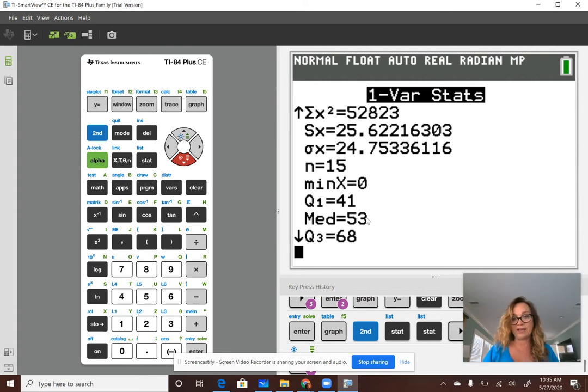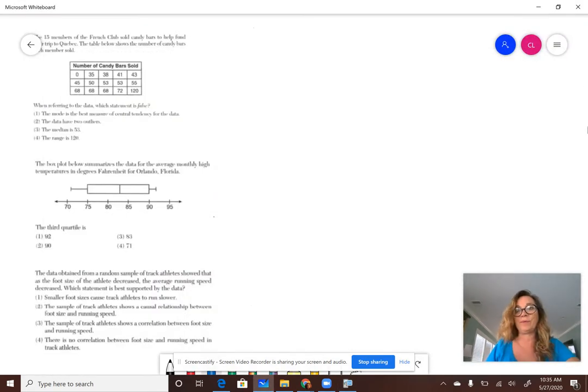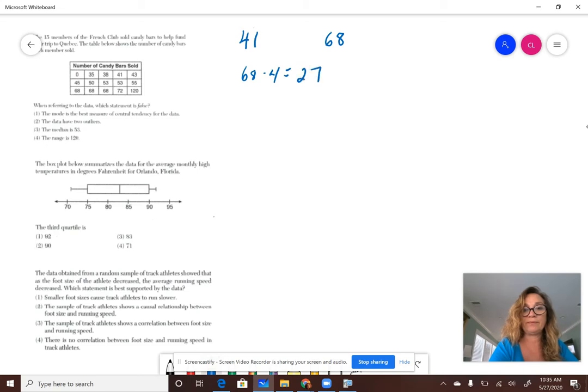Okay, so how do you calculate an outlier? You're going to use the 41 and the 68 as your boundaries. So 41 and 68, remember those numbers. Okay, so here's my pen. 41 is my lower boundary and 68 is my upper boundary. Now you do 68 minus 41, which gives you 27, and that is sort of like your fence finder. So what you do is 1.5 times your IQR, and 1.5 times 27 is 40.5.